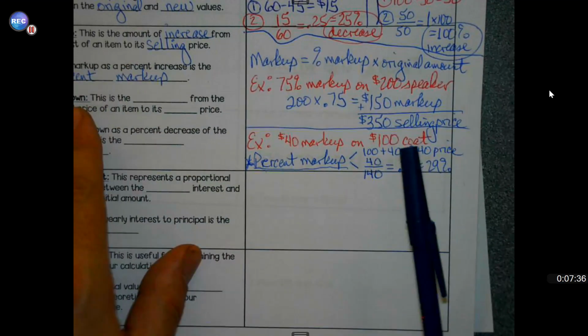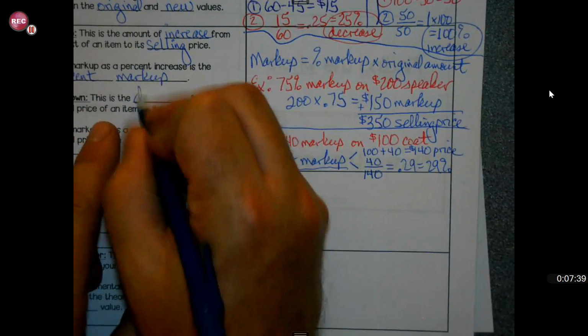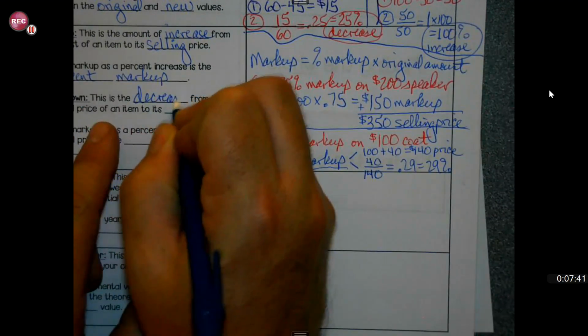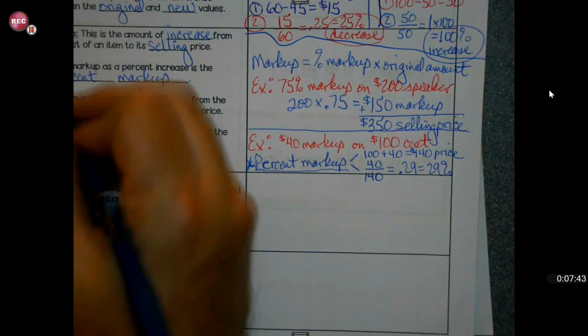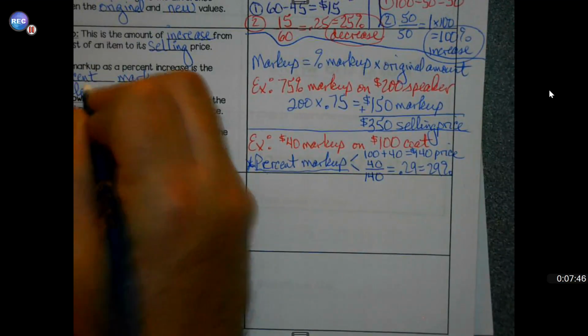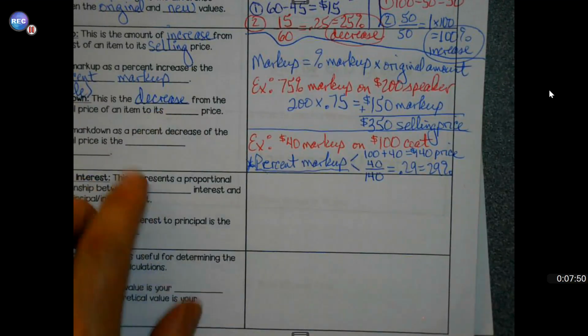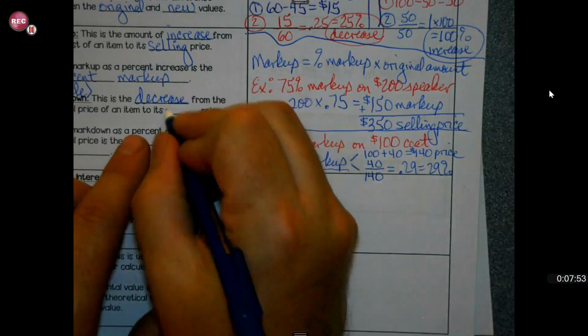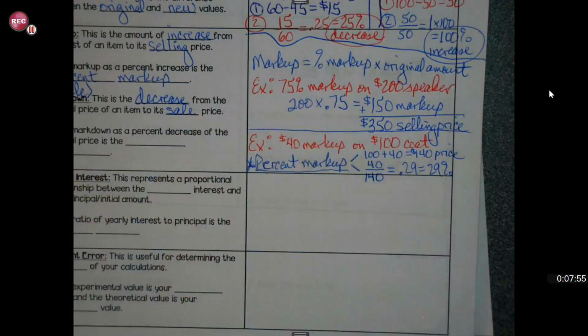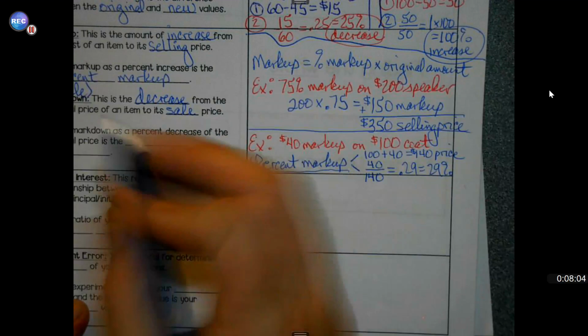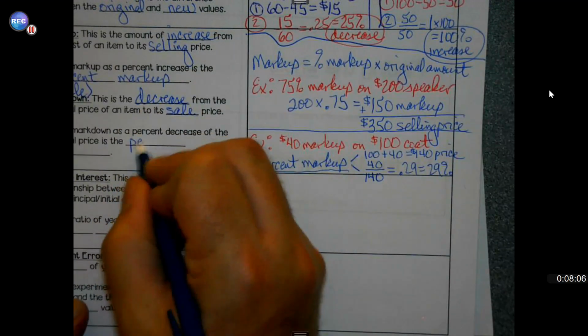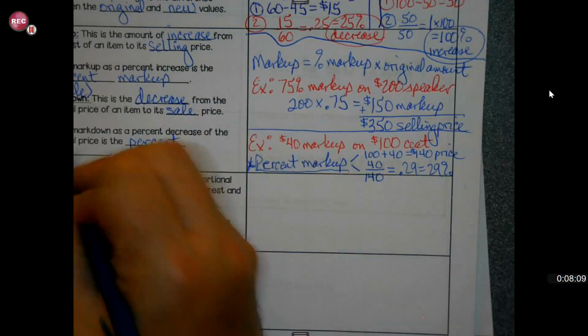If the price is going to go down, kind of more like a sale. So we're going to decrease the price from the original to its sale price. And so if I wanted the percent, again, the original price is the percent.